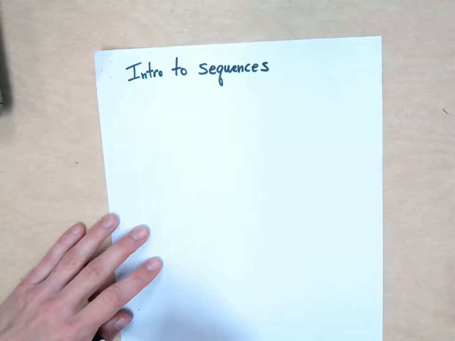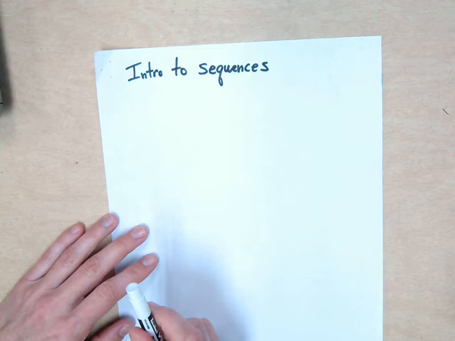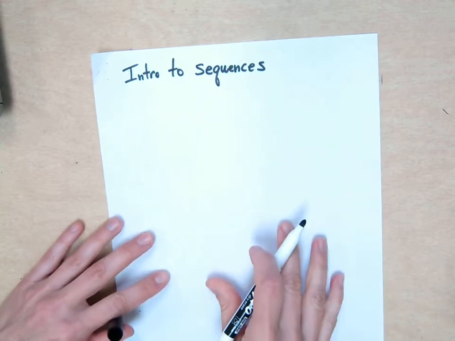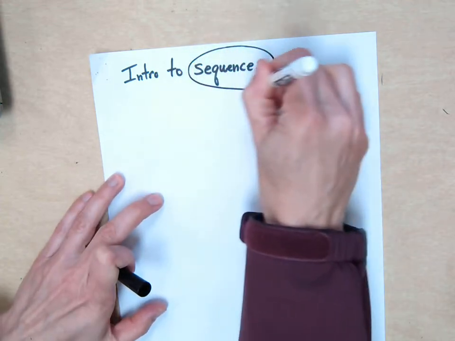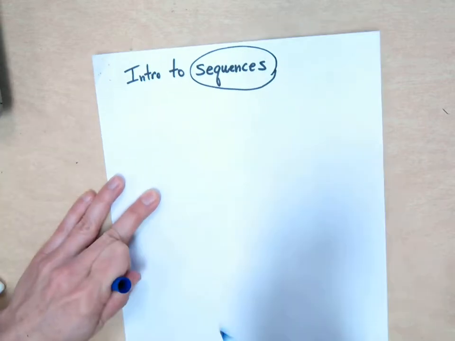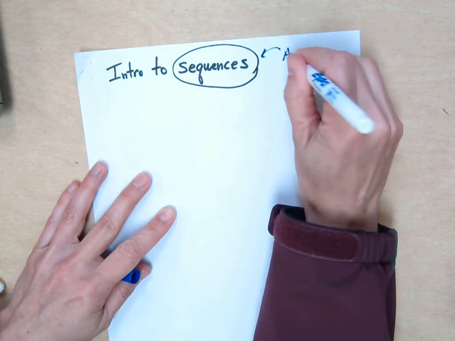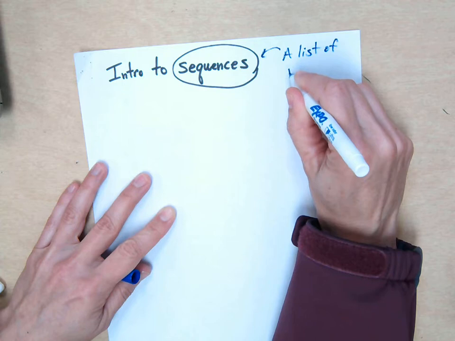This is our start to our unit on sequence and series. We're going to just start with sequences, and a sequence is something that you're actually familiar with. A sequence is simply a list of numbers.